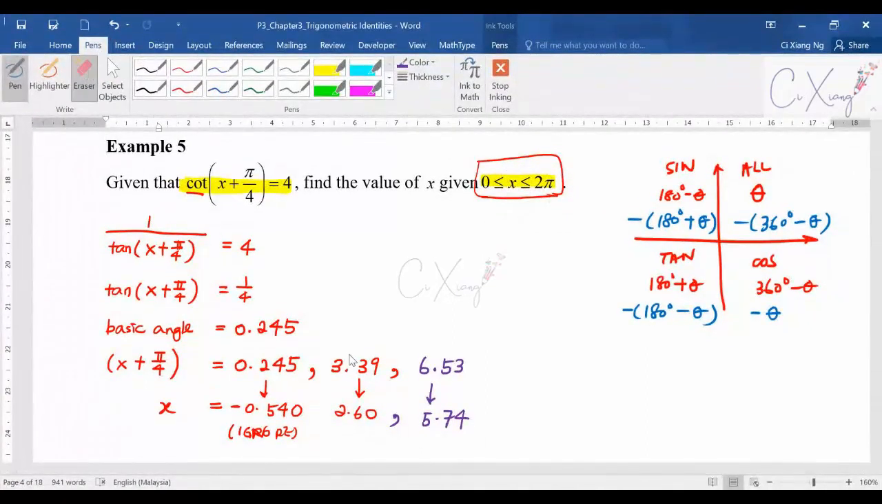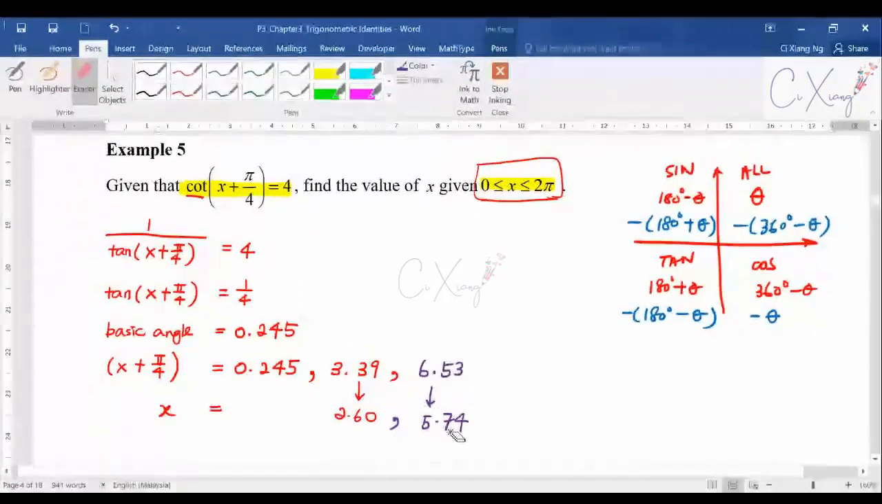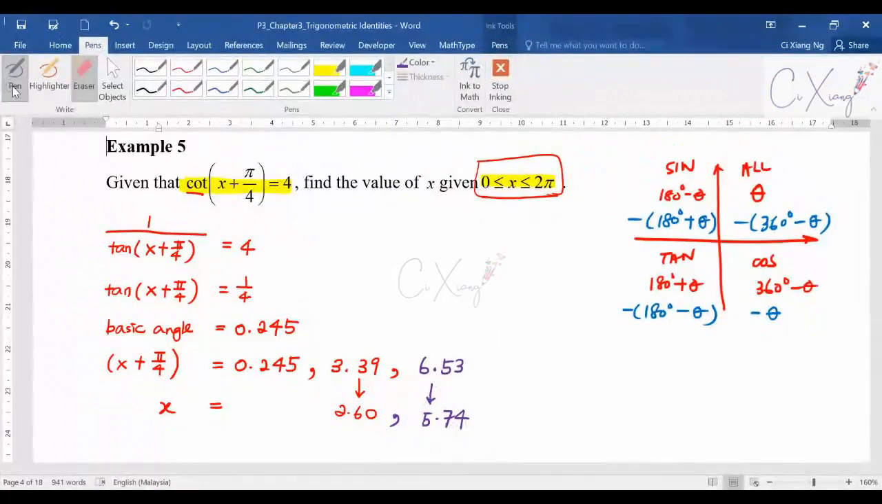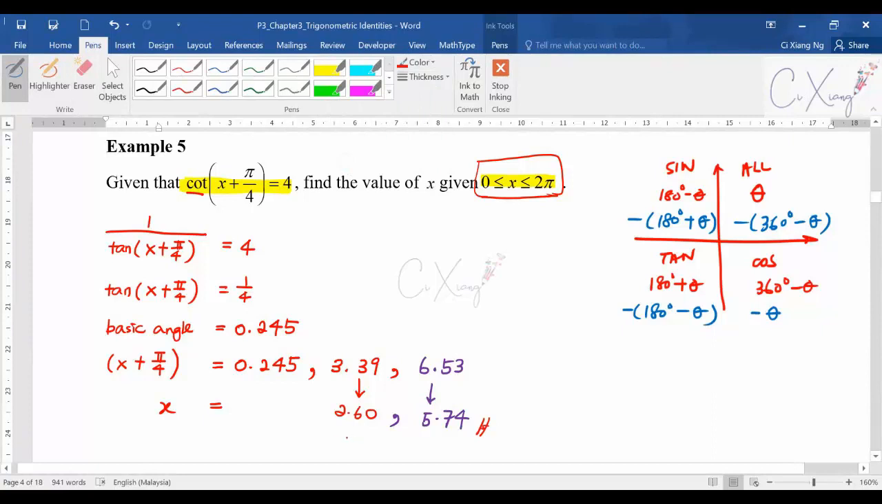When you are in the exam, you have to be very careful of all these kinds of questions. They won't remind you, they won't tell you how to check, you have to be very aware of how to detect it. For 0.245, because you have negative 0.540, you should ignore it because it is not in our range. Therefore, in the exam, you write this one. Once you realize that one answer is missing, you straight away add another value at the back, and then you minus pi over 4 to get this one. So the correct final answer should be this one.